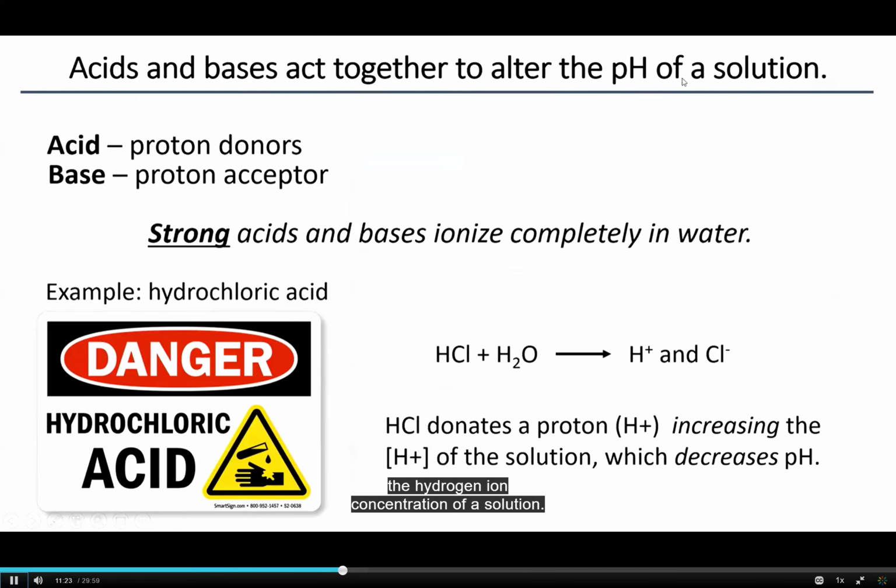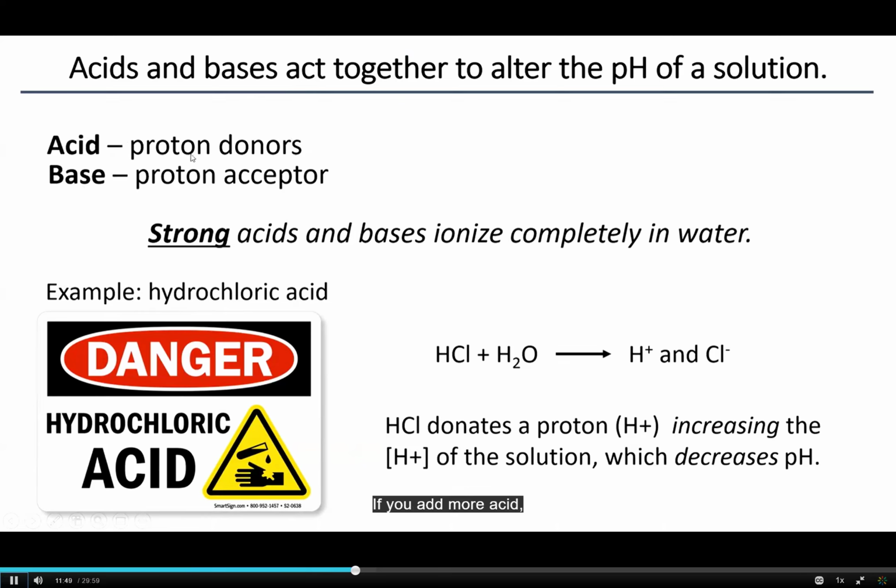Okay. All right, and so acids and bases act together to alter the pH of a solution or to alter the hydrogen ion concentration of a solution. Acids are proton donors, and so they donate hydrogen protons. Bases are proton acceptors. They accept hydrogen ions to bind with the base molecule. Okay, and so these two can act together to alter the hydrogen ion concentration of a solution.